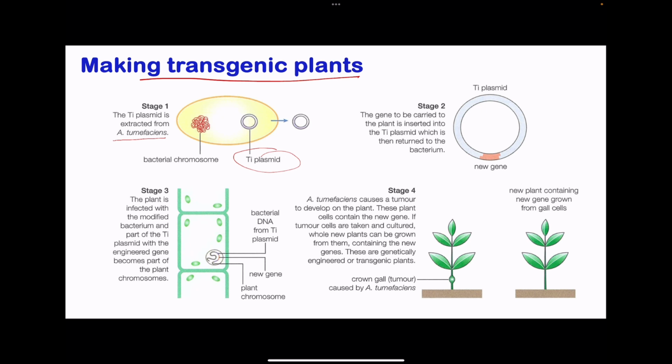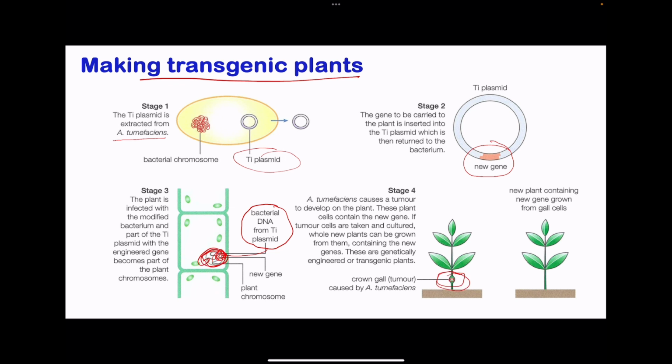Certain genes can be cut out, and the genes of interest can be introduced, like we see here, the new gene. And after, we can return to the bacterium, and then the bacterium containing the plasmid is going to infect the plant, introducing the genes, which are going to be used to make biological molecules within the plant, or which are going to be used to give the plant a specific advantage.